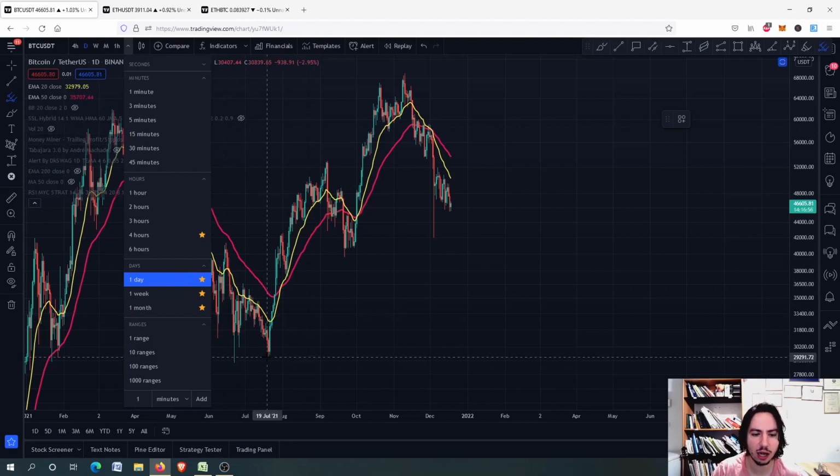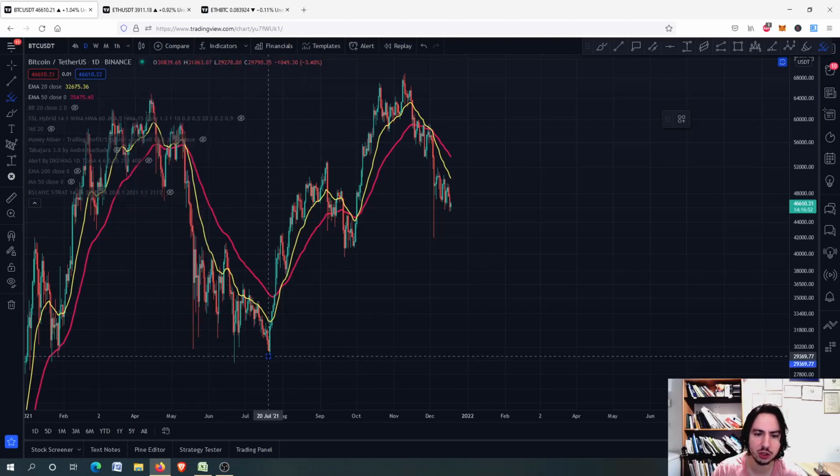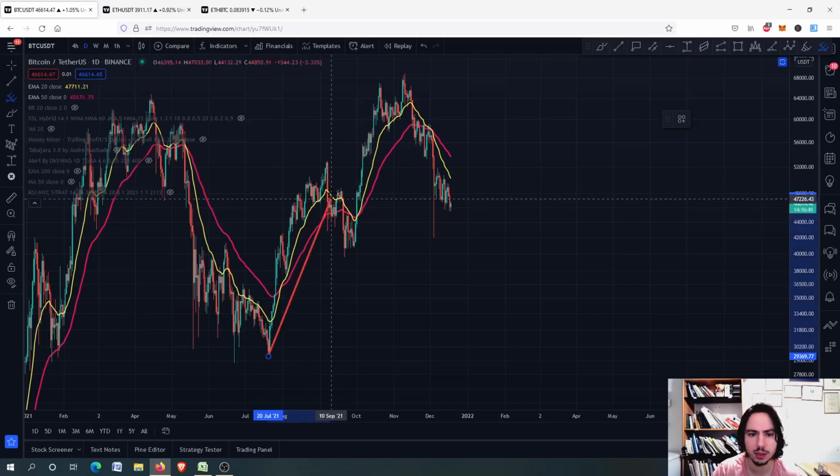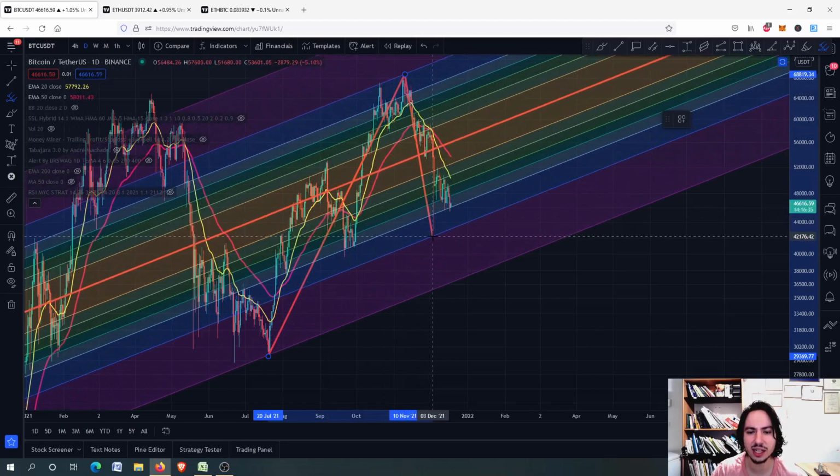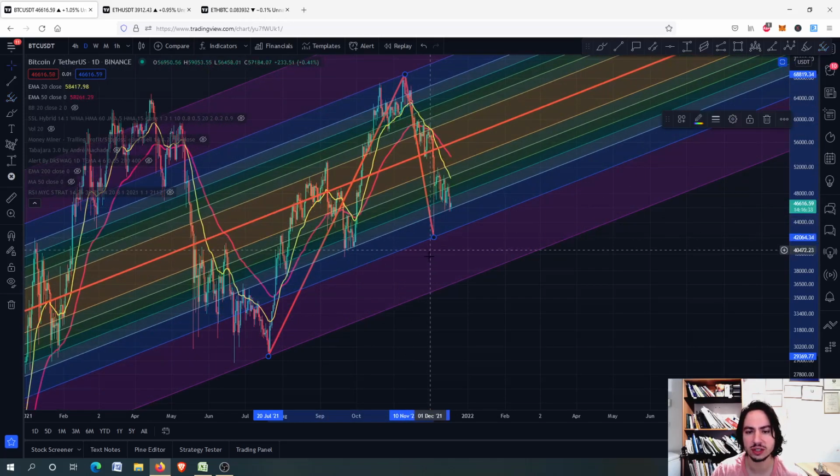Now we are going down to the bottom of the 20th July. We are going to draw with a Schiff Pitchfork our first point. We need 3 points, 1 top and 2 bottoms. We are going from the top to the bottom, to the top back on the 10 November. Yeah, that's right, on 10 November. And then we are going to the bottom on 4 December.